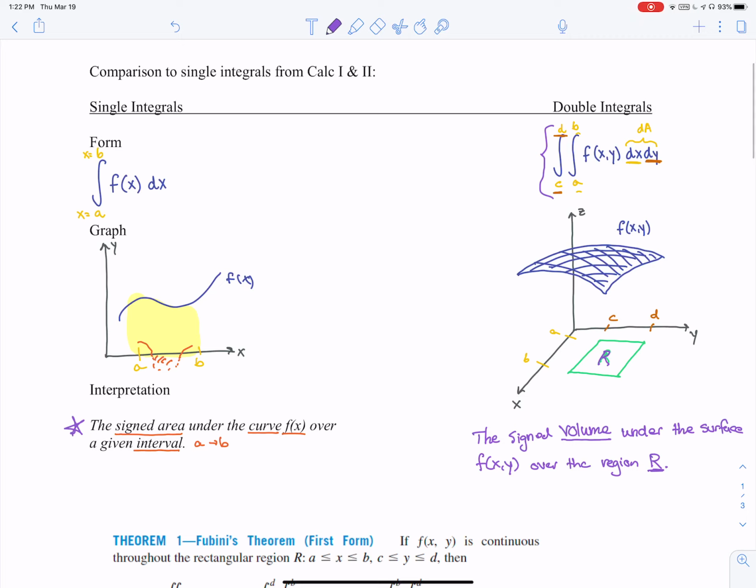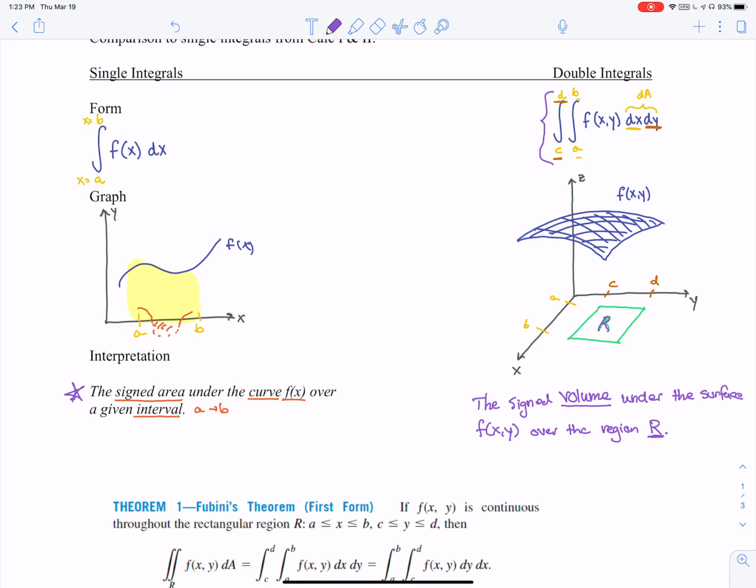So you can see the comparison. The sentence structure is exactly the same. The signed area under the curve, now it's the signed volume under the surface, no longer over an interval, but now over a region. So everything is just 1 dimension higher.